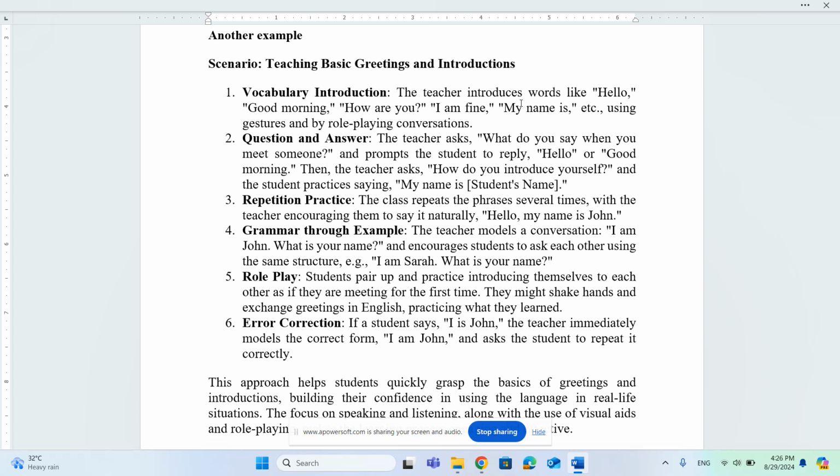Repetition practice is necessary. The class repeats the phrase several times, with the teacher encouraging them to say it naturally. Hello, my name is John. Hello, my name is Ram. Hello, my name is Sita. Hello, my name is Bikram.